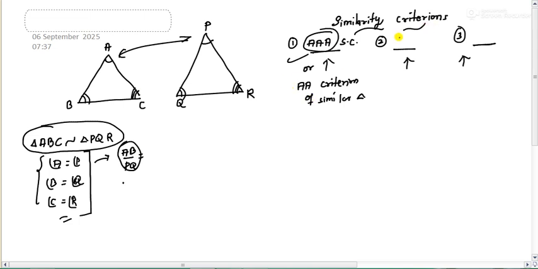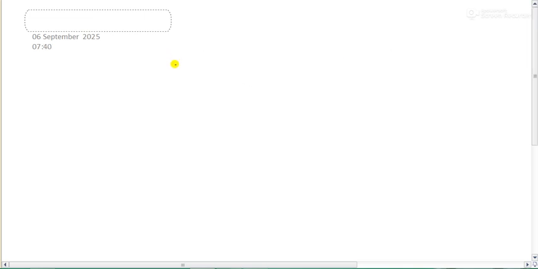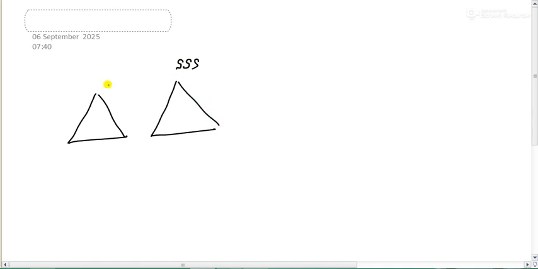Now coming to the second one, it is known as the SSS criterion. What does it mean? See, if two triangles are given again, just learn the basics. Proof you can learn it later. If you know the basics, you can solve the problems of 2 to 3 marks. So these are two triangles ABC and DEF. Now we have to see what this SSS criterion is.